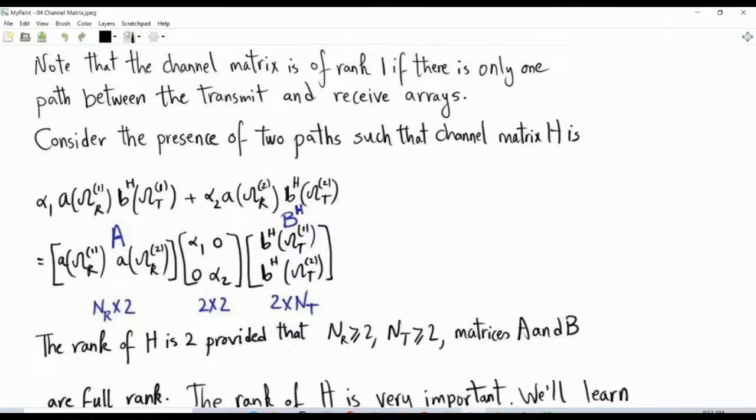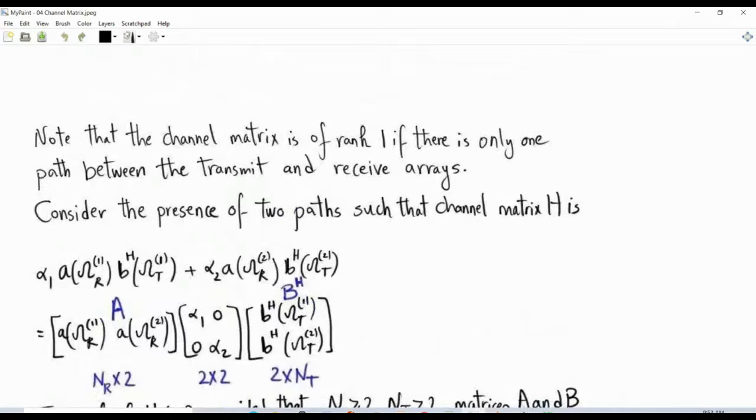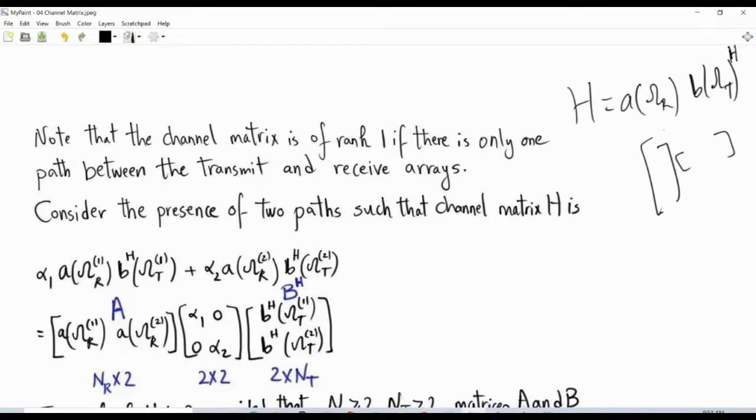Okay. So now, if the channel matrix can be written as an outer product of two vectors, what is its rank? If I can write H as A B Hermitian, it's a column vector multiplied by a row vector, right? So this is of dimension NR by 1, and this is 1 by NT. So the rank of H is 1. You have one scatterer, the rank is 1.